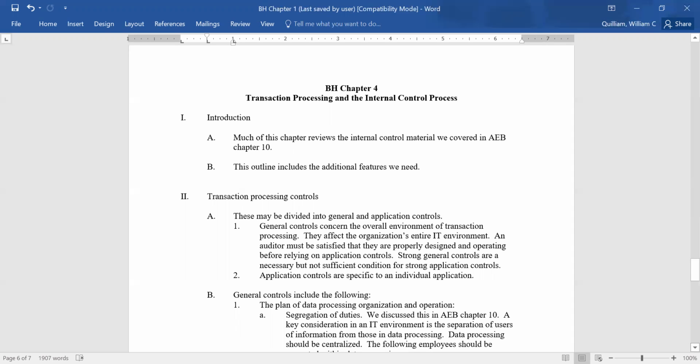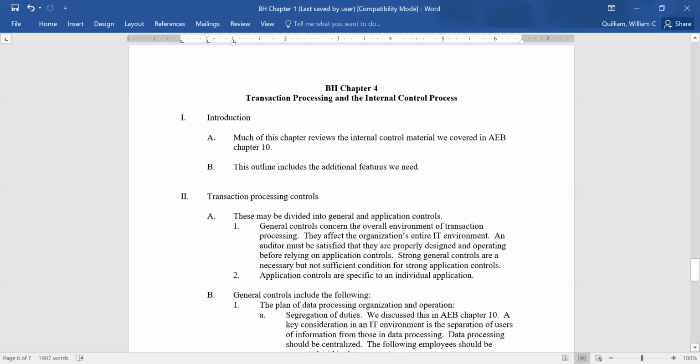Well, first of all, with the transaction processing controls, these may be divided into general and application controls. We should understand what both are. So general controls concern the overall environment of transaction processing. They affect the organization's entire IT environment. An auditor must be satisfied they're properly designed and operating before relying on application controls. Strong general controls are a necessary but not sufficient condition for strong application controls.